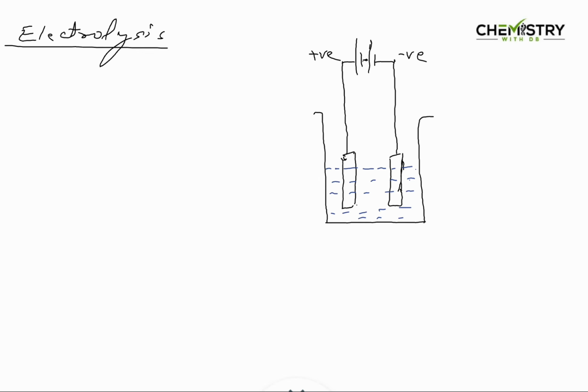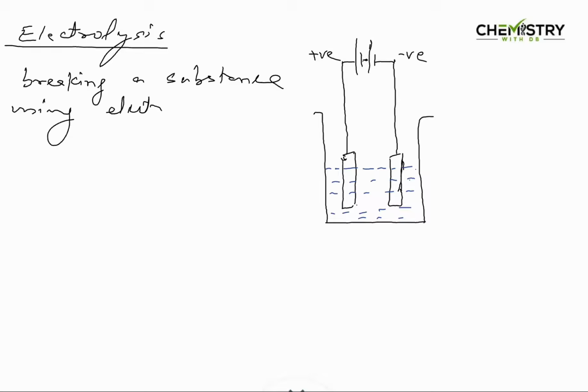So let's first of all see what is electrolysis. Electro means electricity, lysis means breaking. So it means breaking a compound or substance using electricity. That is called electrolysis. Now when we are trying to break down a compound, generally we are talking about ionic compounds. You know that ionic compounds are made up of positive and negative ions.